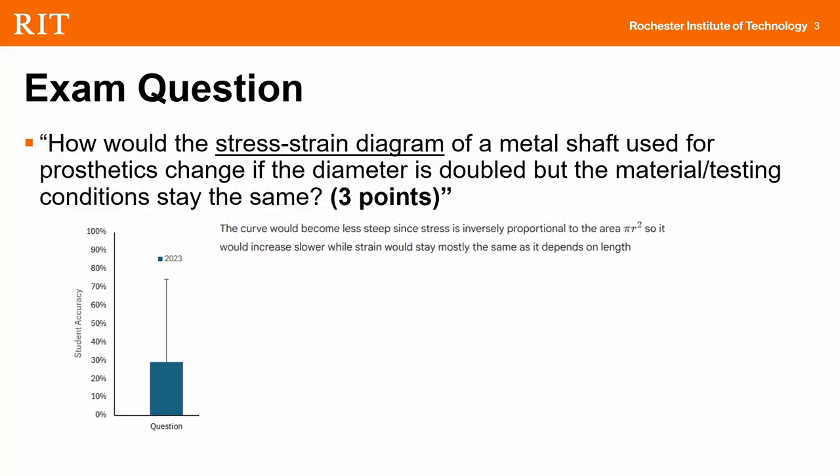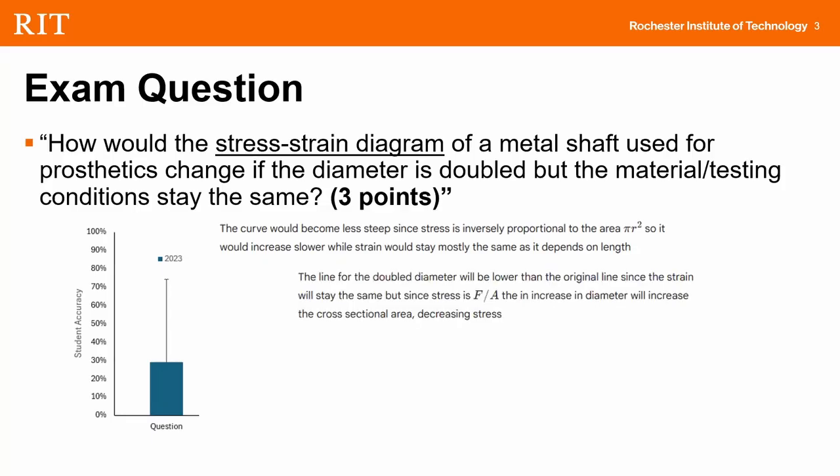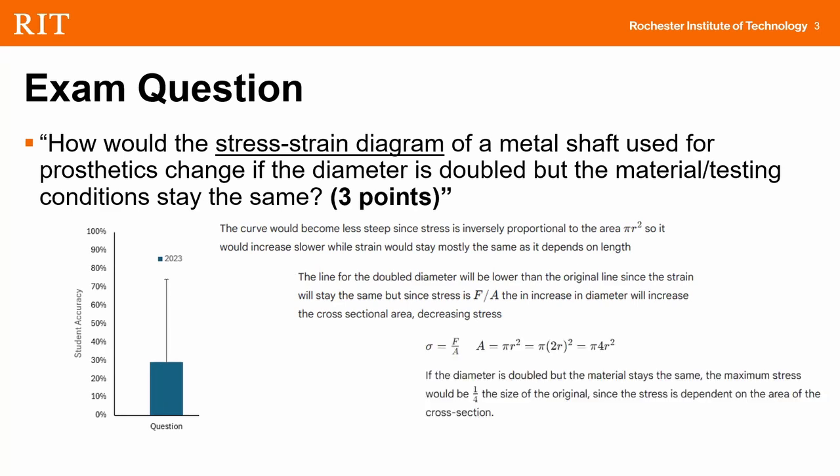A lot of students jumped into the equation for stress: stress is inversely proportional to area. So if the area goes up, then stress has to go down. If you double the diameter with the same force, your stress is going to drop, so the curve is going to be lower. Lots of students plugged in numbers to try and figure out what this was going to be.